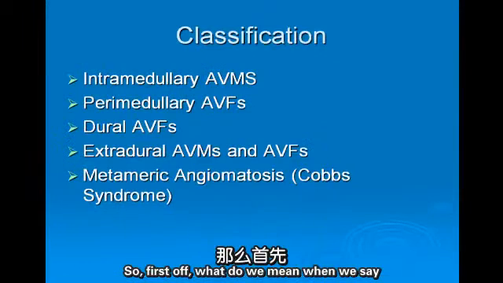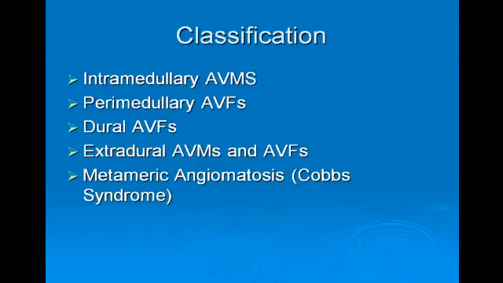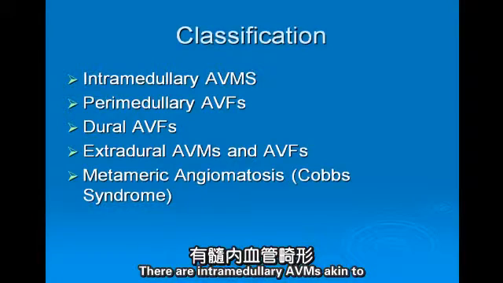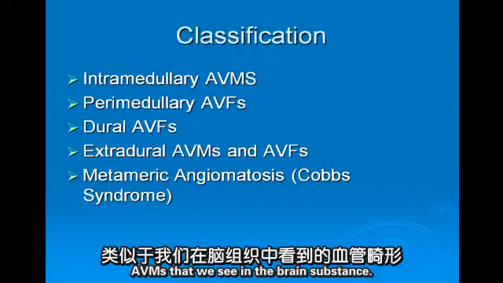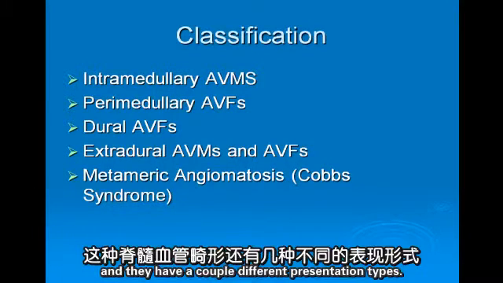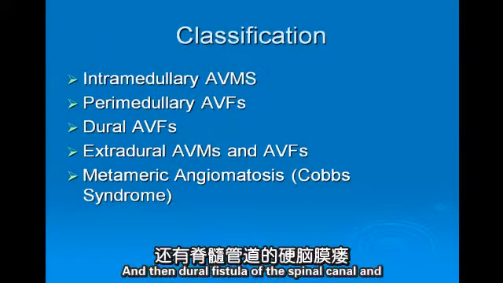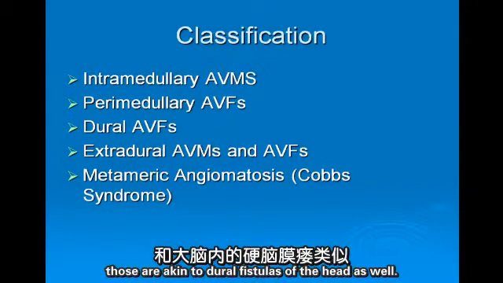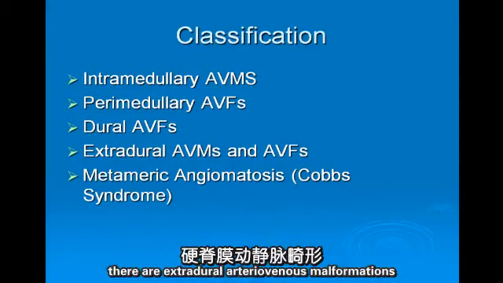First off, what do we mean when we say spinal vascular malformations? Well, there are several types. There are intramedullary AVMs, akin to AVMs that we see in the brain substance. Perimedullary AVFs, so these are fistula along the surface of the cord, and they have a couple different presentation types. And then dural fistula of the spinal canal, and those are akin to dural fistulas of the head as well. And then there are extradural arteriovenous malformations and arteriovenous fistula.